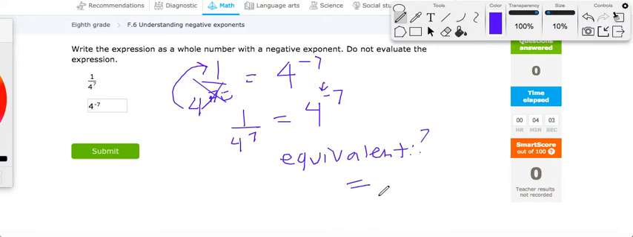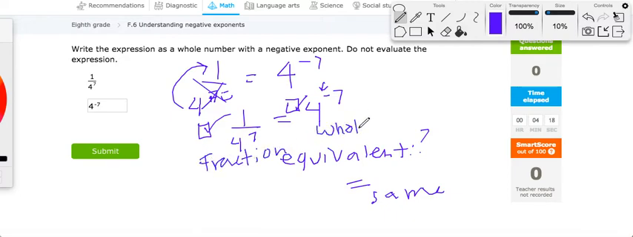It means equal or the same, right? So on the answer choices, this answer and this are both equivalent. They're the same thing. But this one is written in fraction form, and this one is written in what you would call whole number, because there's no denominator, okay?